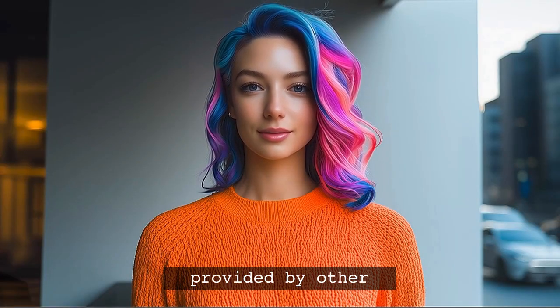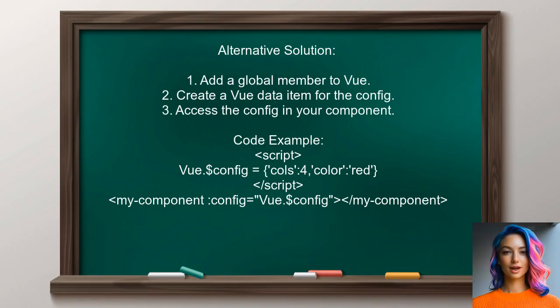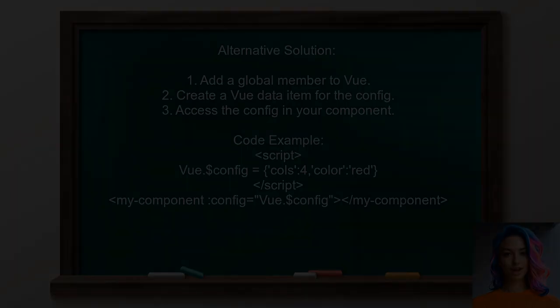Now let's look at the answers provided by other users. An alternative approach suggested by a user is to add a global member to Vue. They recommend creating a Vue data item to store the configuration object. This way, you can access the config directly in your component without passing it through the Vue instance data.